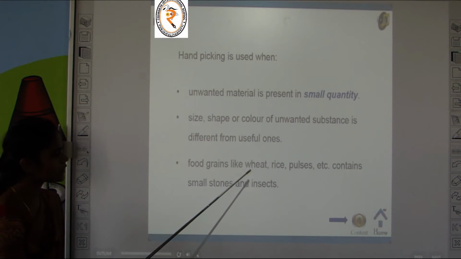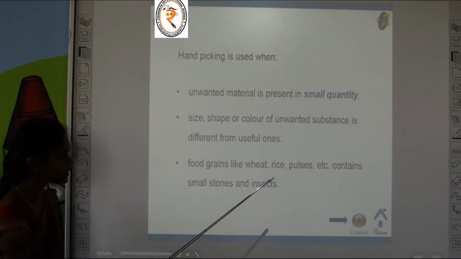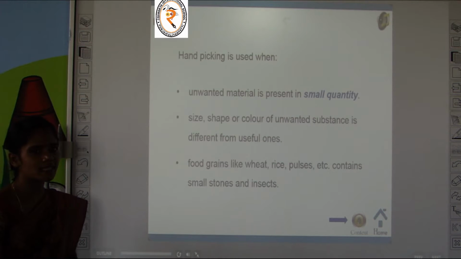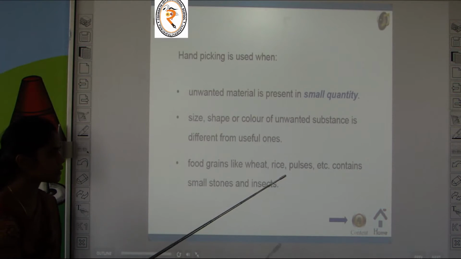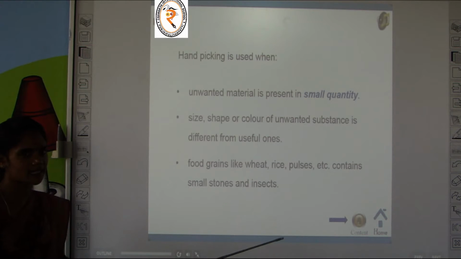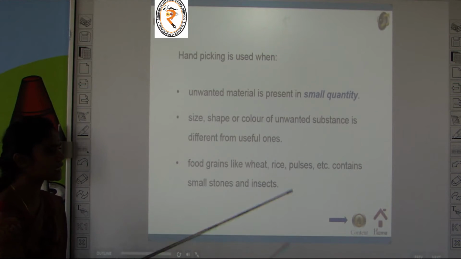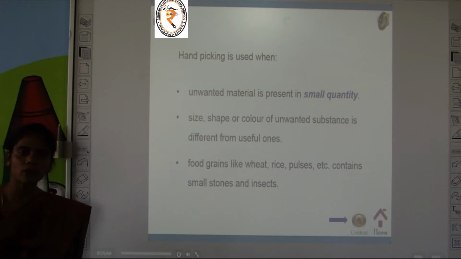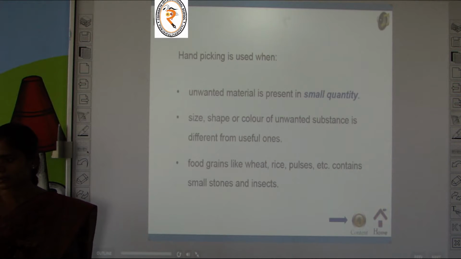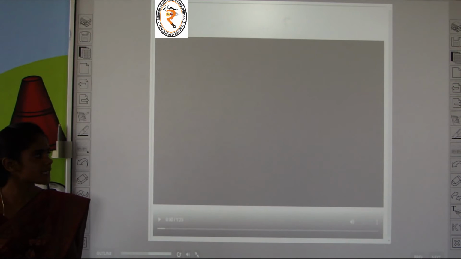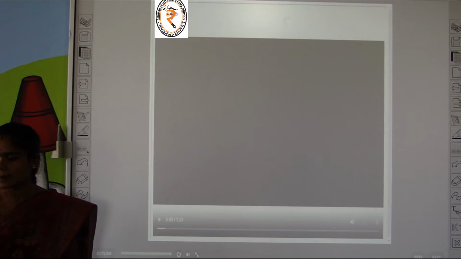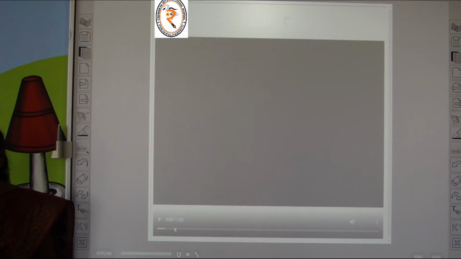Food grains like wheat, rice, pulses, etc. contain small stones and insects. So we can use this hand picking method to remove the stones and insects present in food items like wheat, rice and pulses. So this is about the hand picking method. Let us see one video about the hand picking method. See the video, children.